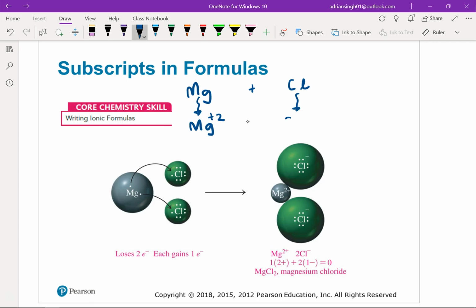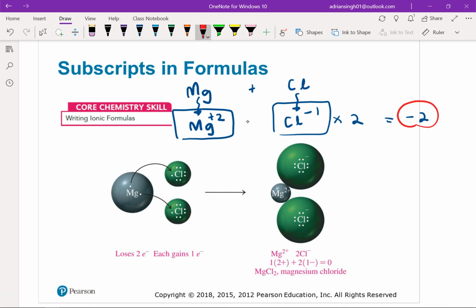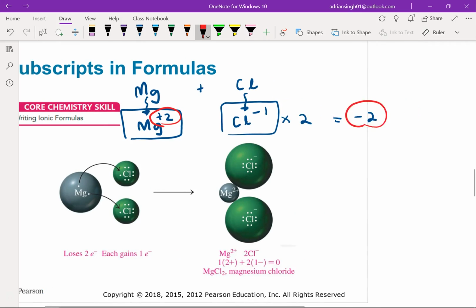And then chlorine is in group 7, it'll form a -1 charge, right? Just based on the group number on the periodic table. So in order for the magnesium +2 to cancel out the chloride -1, we would need 2 of these chlorides to give us a total of -2 that can now cancel out the +2 from the magnesium, right?